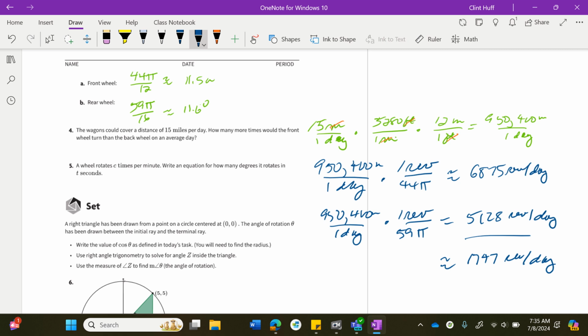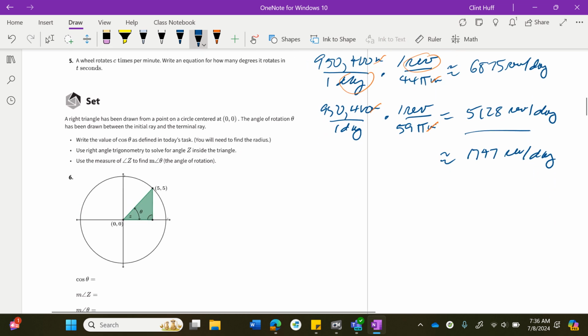Okay. So keep in mind, this is inches down here and inches in those denominators, and what happens is the inches cancel out. You're left with revolutions per day. Same thing here, inches cancel inches, revolutions per day.